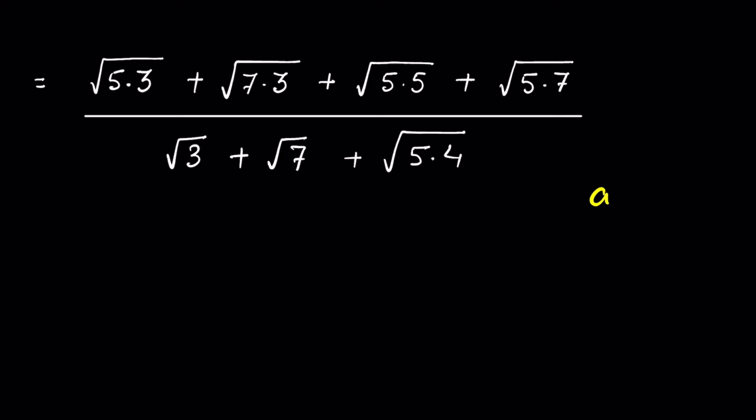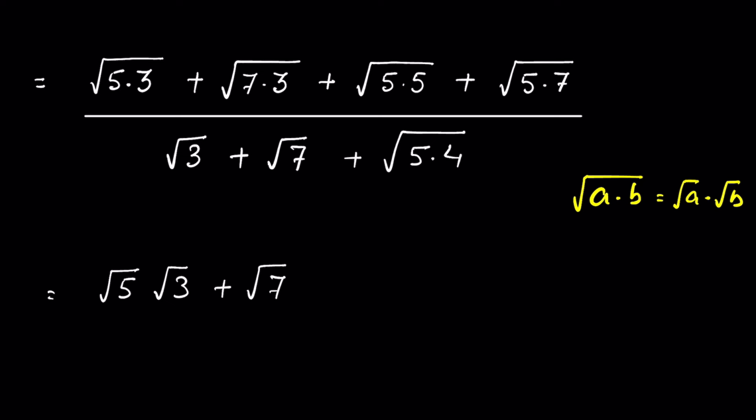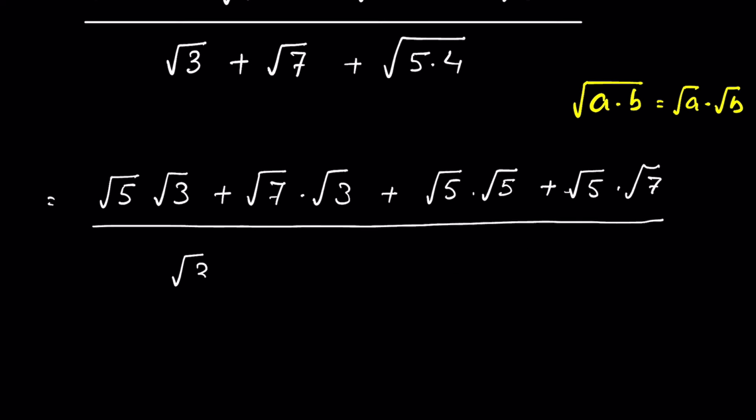Now when a times b is under square root, we can write it as square root of a times square root of b. Therefore, we can write here square root of 5 times square root of 3, plus square root of 7 times square root of 3, plus square root of 5 times square root of 5, plus square root of 5 times square root of 7, upon square root of 3 plus square root of 7 plus square root of 4 times square root of 5. Now square root of 4 is 2, so we can write here 2 times square root of 5.